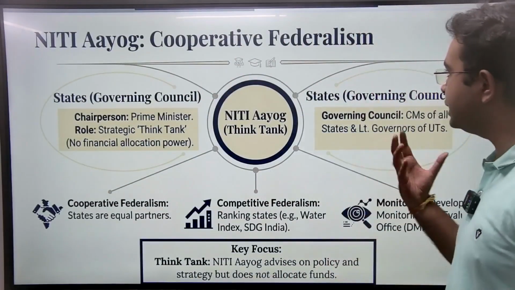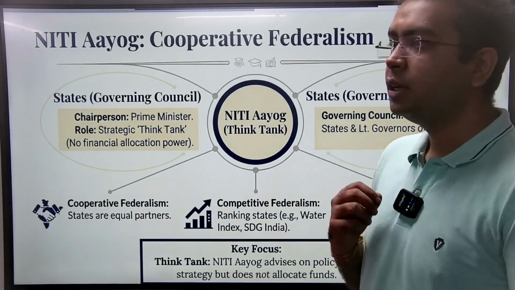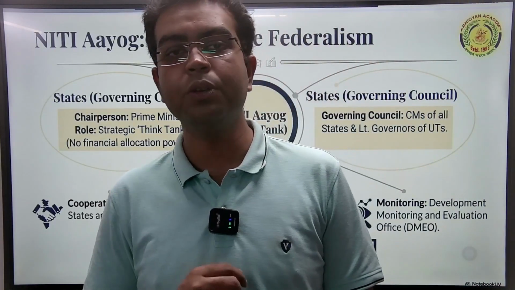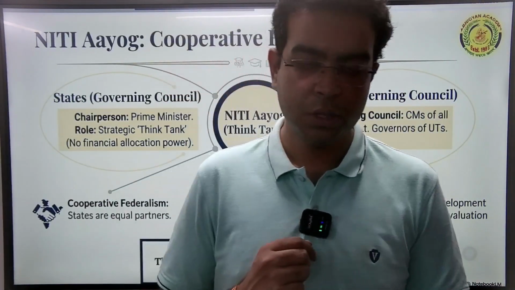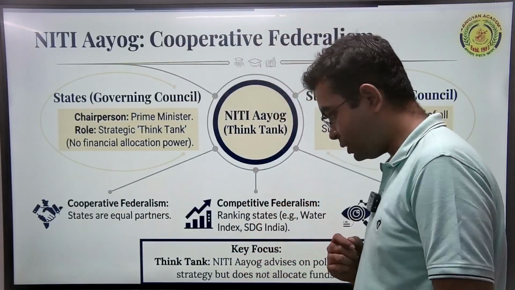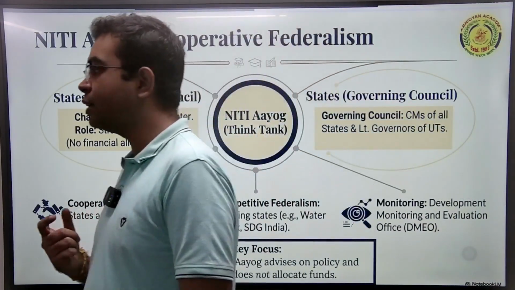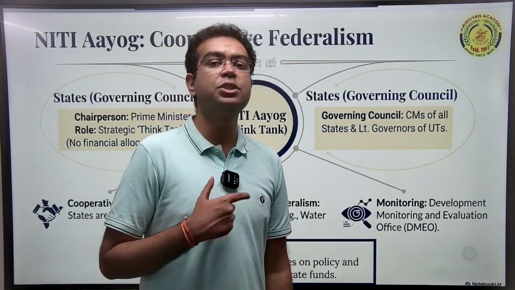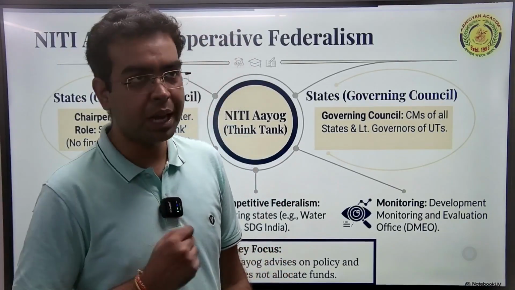Now how did the NITI Aayog actually come into being? Earlier India had a body known as the Planning Commission of India. Now this Planning Commission used to make 5-year plans for the country. Now, what are 5-year plans?